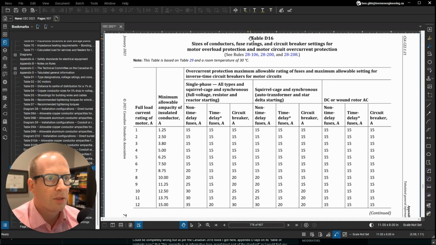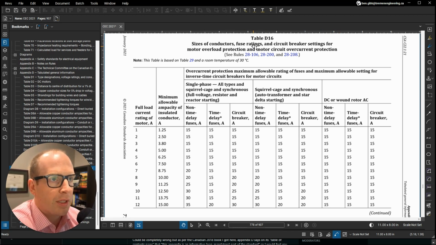So I came across Table D16 in the Canadian Electrical Code, and I haven't seen this one before, so it had me pretty confused. So what do we have here? Sizes of conductors, fuse ratings, circuit breaker settings for motor overload protection and motor circuit overcurrent protection.